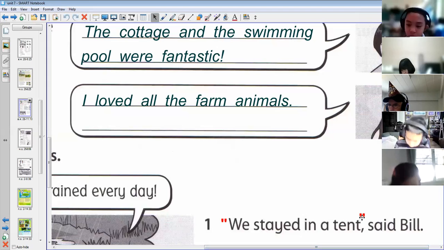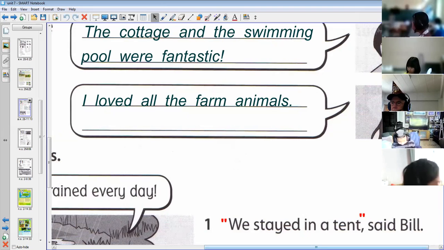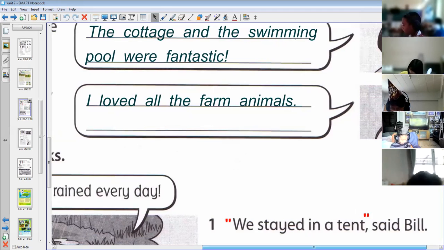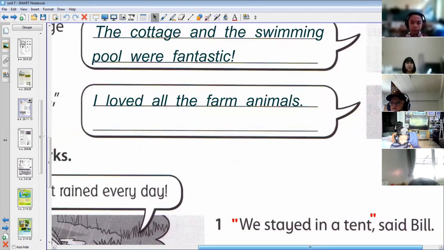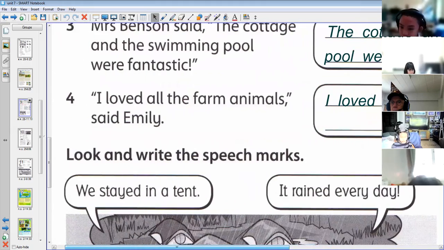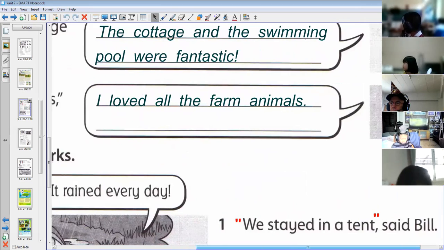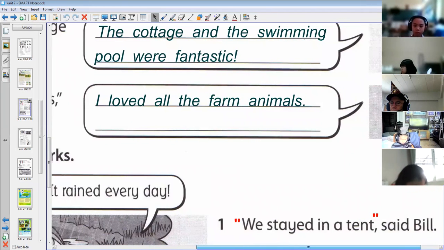Put in the speech marks. I would use a color pencil so that you can see them better. Usually we don't use a color pencil, but just for this exercise, use a color pencil because that's what we're talking about. So I'll just give you a few minutes to finish that, or a minute.